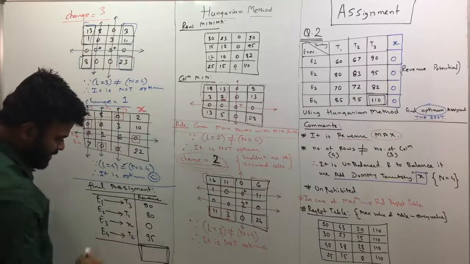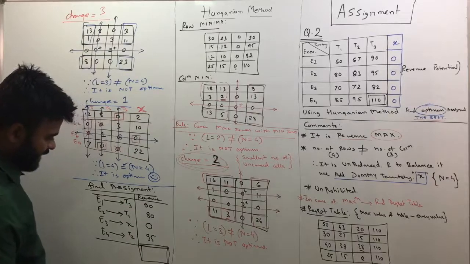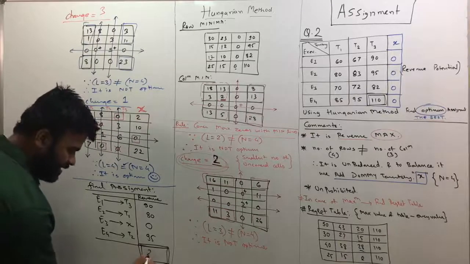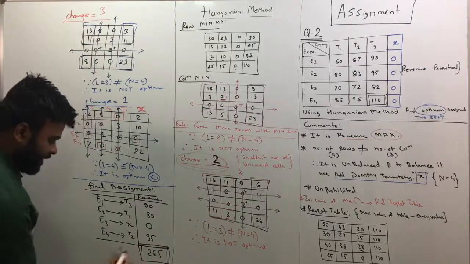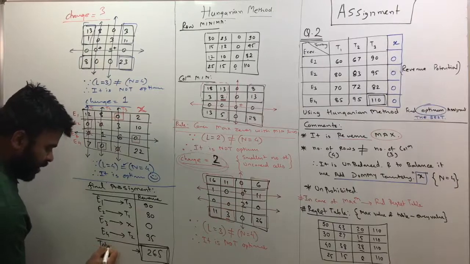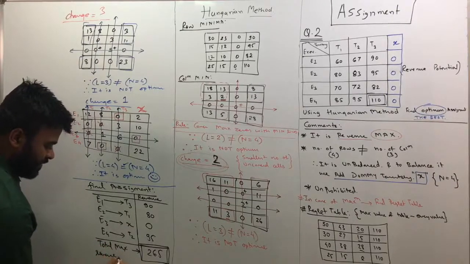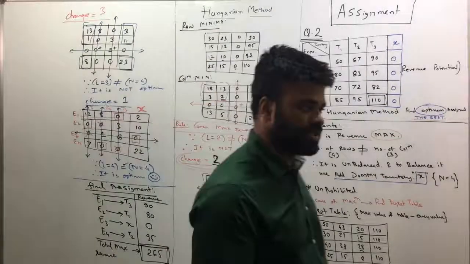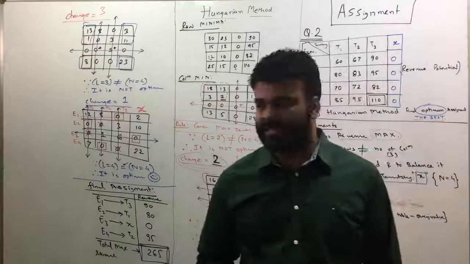So 180, 200, 260, 265. Is that correct? 265? I think so. So this is the total maximum revenue of the assignment that we figured out after solving this question. So that's how it is done.